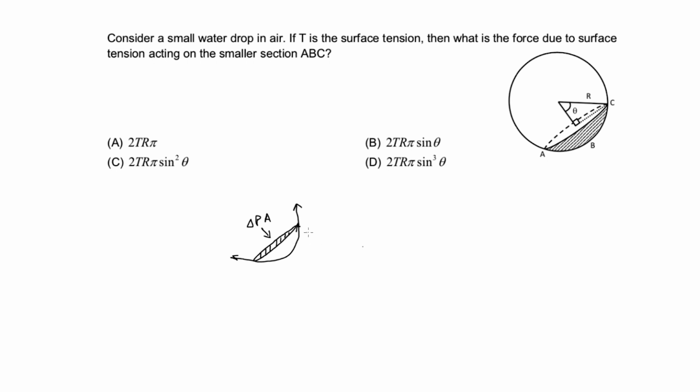This part area is easy to find from this triangle. The radius is r sine theta. The area is equal to pi r sine theta whole square. So the answer should be delta P into area, that is the force of surface tension. Now we know that excess pressure in a water drop is 2T by R, and area is pi r square sine square theta. R will get cancelled out and you will get your answer. Option C will be the correct choice.